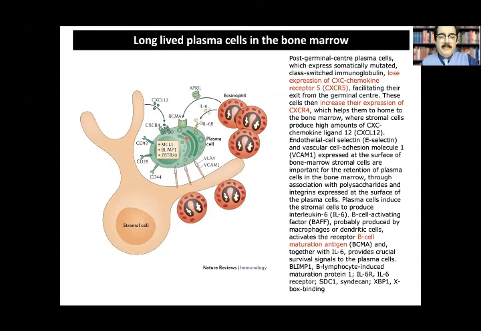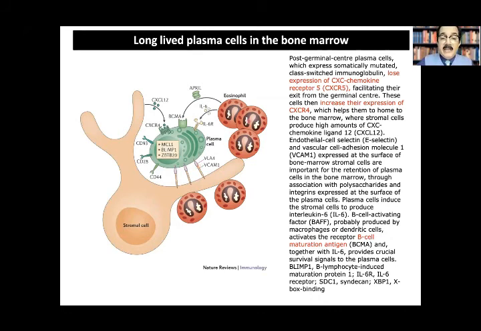And if this stromal cell lets go of the plasma cell, then that plasma cell dies. Okay? Because they have shown that you can actually take antibodies against VLA-4 and VCAM-1 and so forth, and if you interrupt this, then the long-lived plasma cells will actually die out.